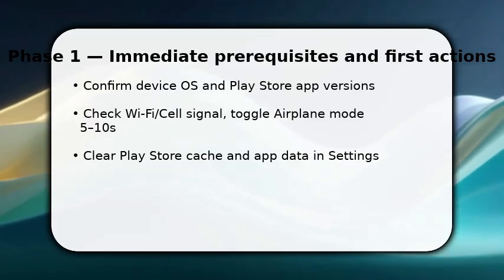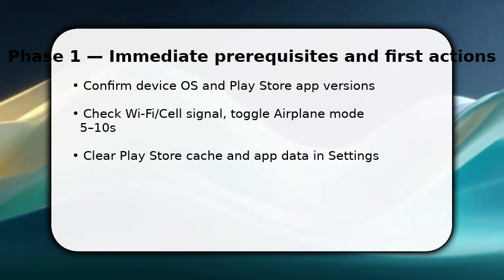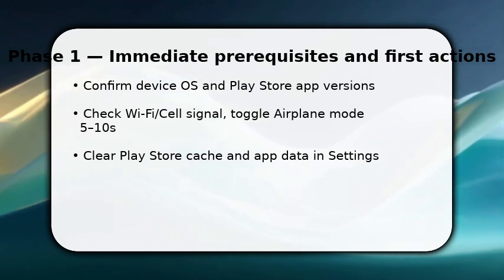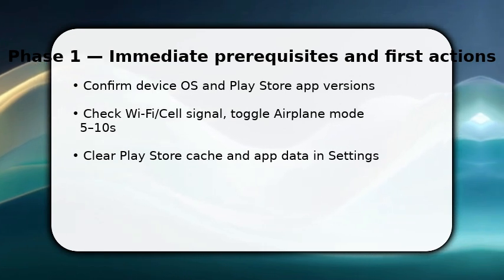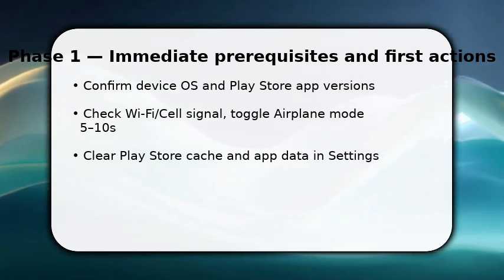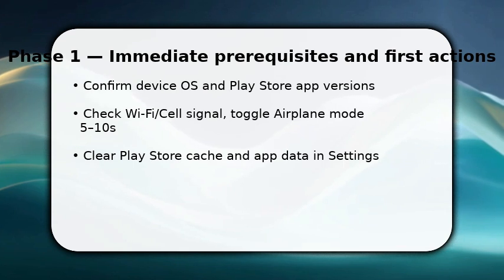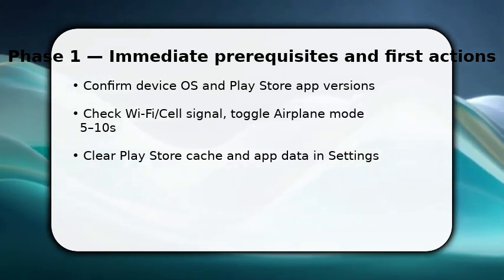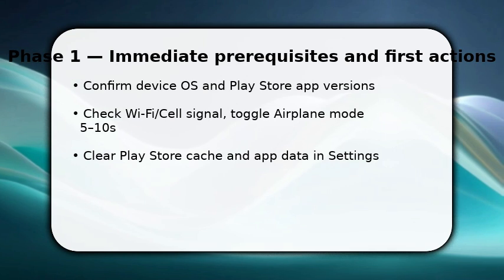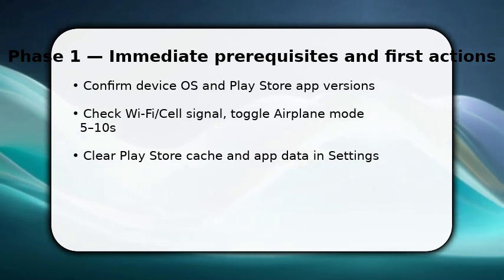You start by verifying essentials. Confirm your device OS and the Play Store app version so you know compatibility. Once done, check network quality. Toggle airplane mode for 5-10 seconds to reset connections. Then go into Settings and clear Play Store cache and app data to remove corrupt temporary files. This often restores basic functionality.